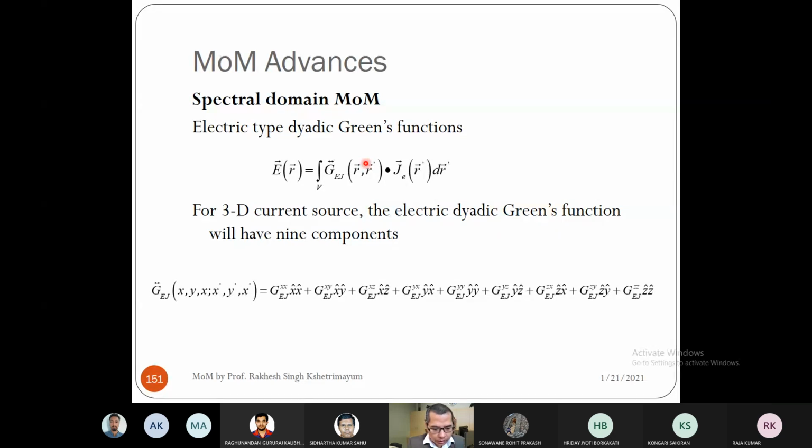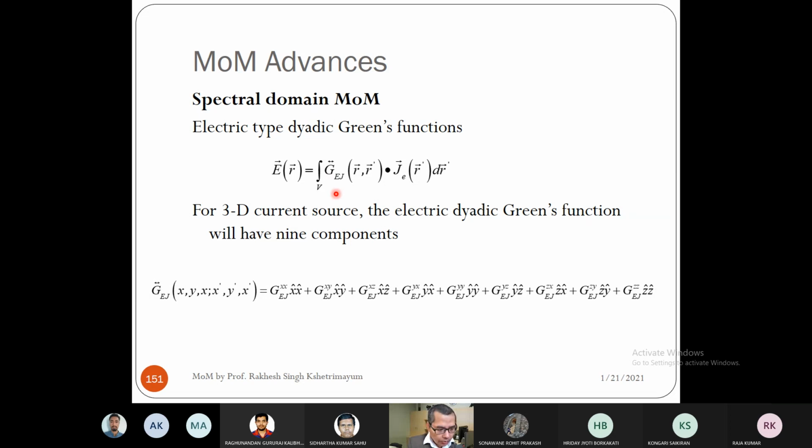So till now we have discussed only the free space Green's function, which was exponential minus j beta r by 4 pi r. It was having only one component, but here you will have 9 components. So I need to discuss this properly today, as this is one of the very fundamental discussions we'll be doing today. Why does this Green's function have 9 components?